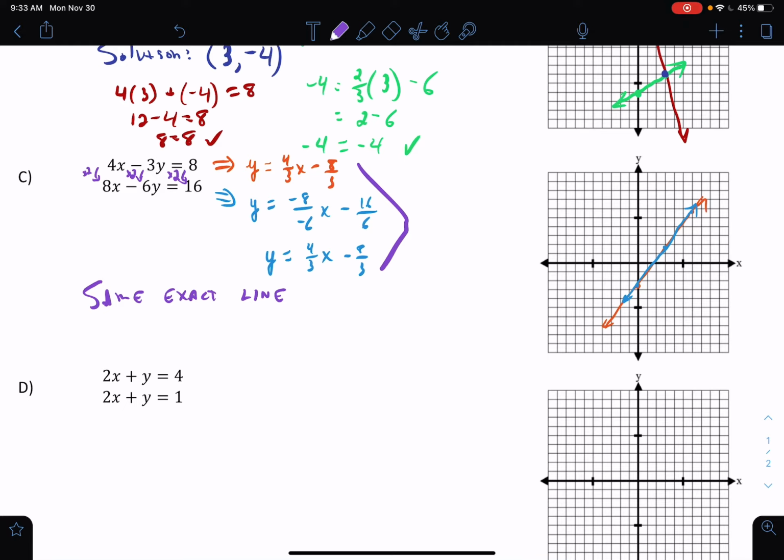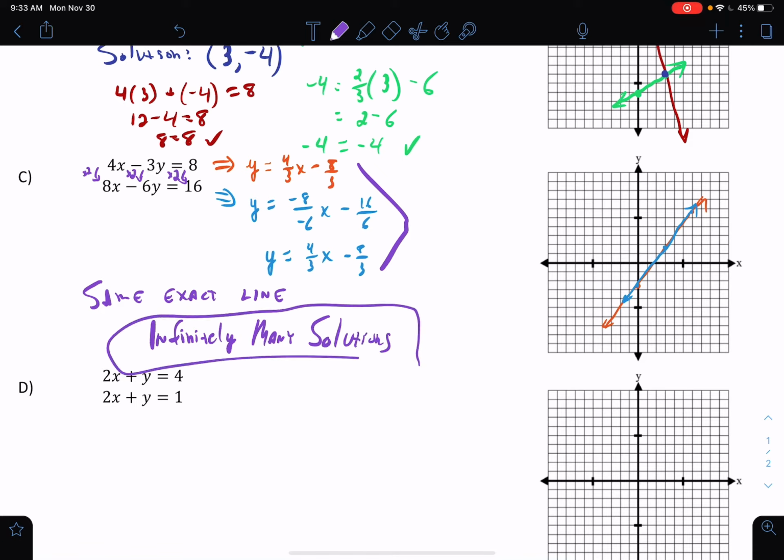So whatever I plug in for x and y in the first one will work if I plug it in for x and y in the second one. So this is infinitely many solutions. Whatever I plug in for x and y for the first is going to work for the second because they are the same exact line. That's a weird one, right? They intersect forever.